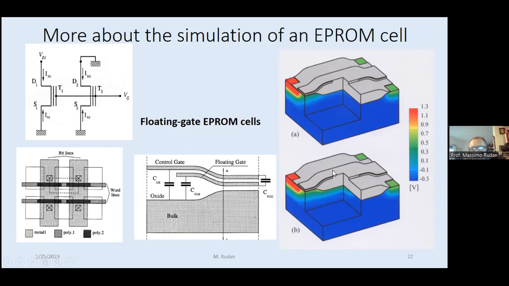However, if we increase the gate voltage, now you should look at the lower figure, figure B, you see there is a green area underneath the gate. That means that the channel is inverted also under transistor T2 that should not be functioning. Because of that, there will be some parasitic current flowing from the transistor T1 to transistor T2. So this was a simulation showing that the design should be changed.